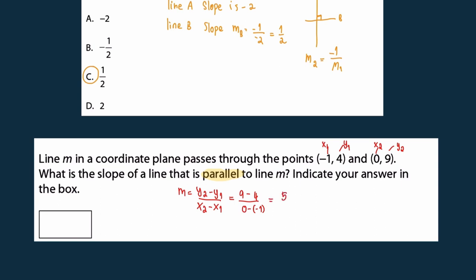So I got 5, because 9 minus 4 is 5, and 0 minus minus 1 is 1. So it's 5 over 1, which is 5. I don't need to use the reciprocal, because it's not perpendicular, it's parallel. Parallel means line M and the line parallel to it have the same gradient. So the answer is 5.